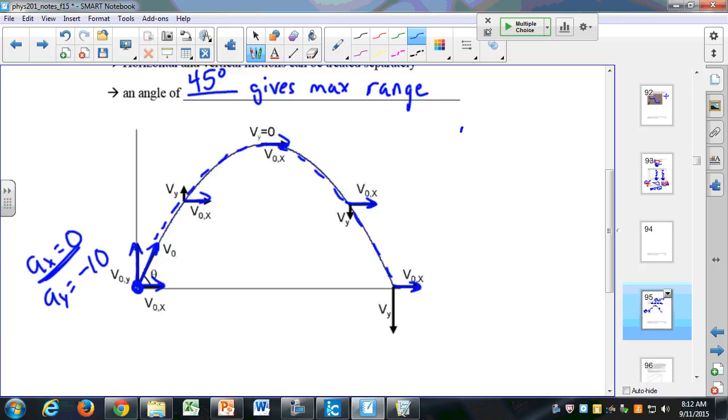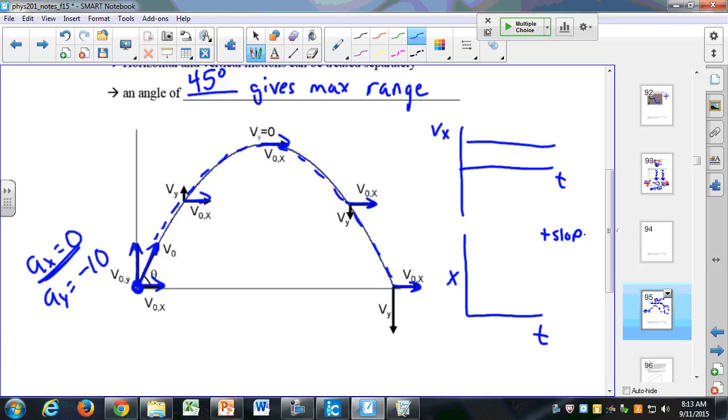If I were to plot Vx versus t, what would it look like? Would it be a positive slope, a negative slope, or a zero slope line? Zero slope, it's just going to look like that because Vx is always constant. By the way, if I were to plot x versus t, what would that look like? Positive, negative, or zero slope? Would the slope be increasing, decreasing, or staying the same? Bean said it was a positive slope, which is true. Would it be increasing, decreasing, or staying the same, the slope?